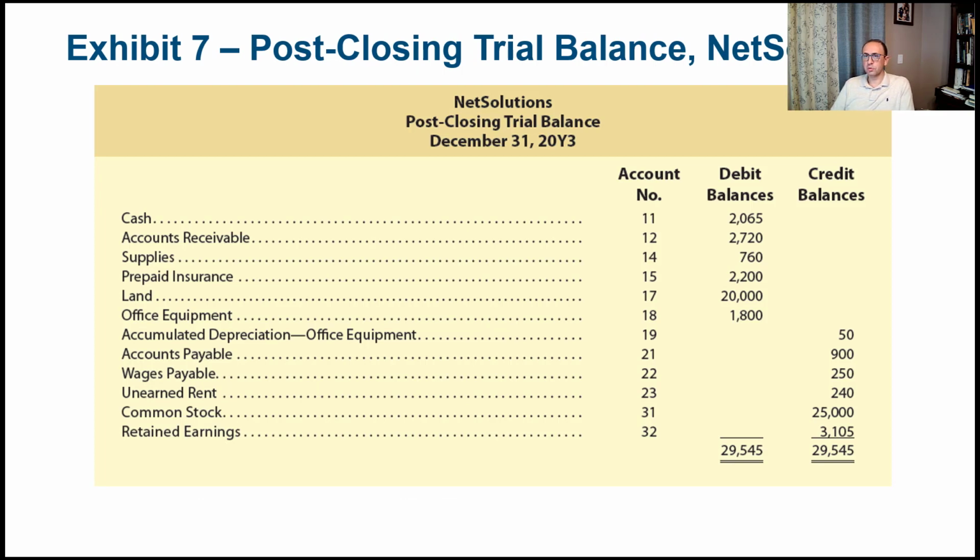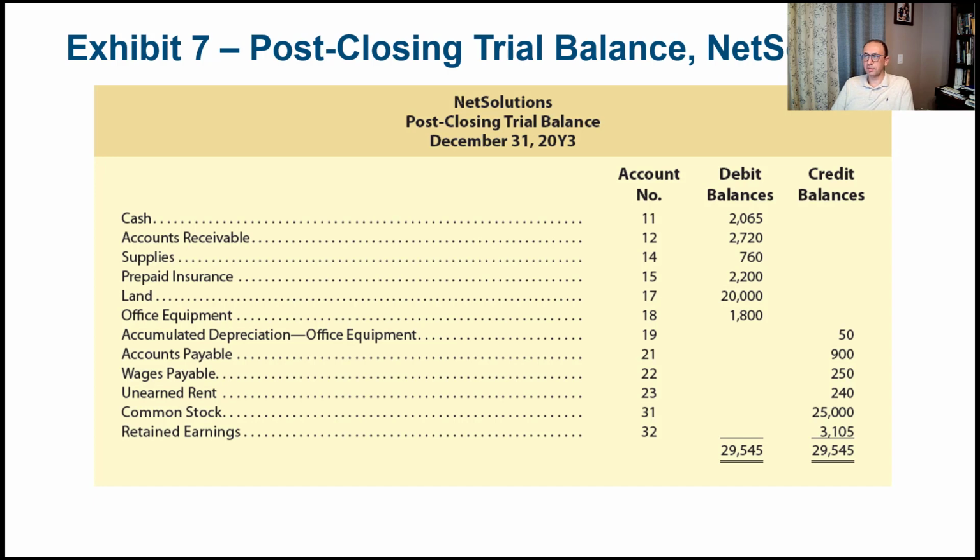The first time was something called the unadjusted trial balance. And then we prepared the adjusting entries, and we prepared then the adjusted trial balance, which was the second type of trial balance. And then we had the closing entries, and now we need to prepare the post-closing trial balance.